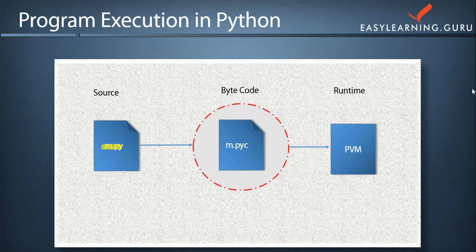Okay, so this is how it follows, that first of all you create the Python programs in a text editor with .py as the extension. Then a bytecode is generated with the extension .pyc, and then it is taken to something called the PVM, that is your Python virtual machine. Okay, then it is brought to the runtime.